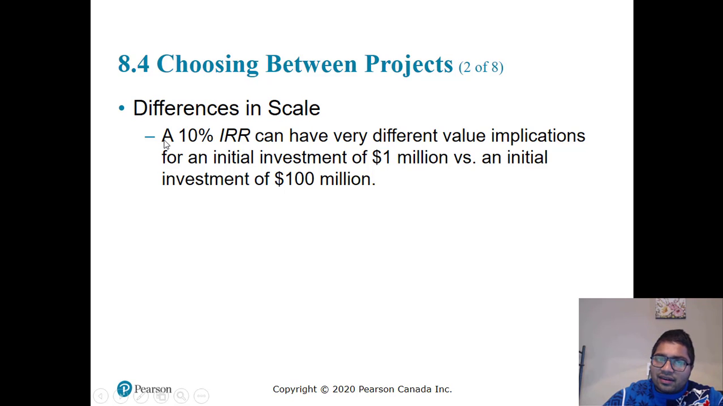So with a difference in scale, a 10% IRR can have different implications for an initial investment of 1 million versus an initial investment of 100 million. If you're earning 10% on $1 million, that is $100,000. But if you're earning 10% on $100 million, that is $10 million. So the scale becomes different. So NPV is a better measure than IRR when scales are different.